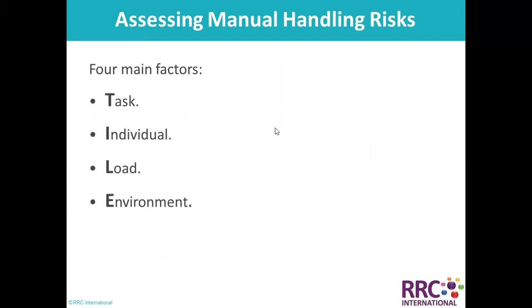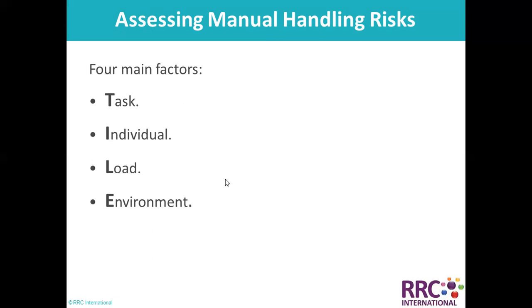So if you are an assessor for manual handling risk, or you are doing a risk assessment of manual handling, remember these four important factors. The first is the task, individual, load, and environment. So you have to evaluate TILE. TILE means the task, individual, load, and environment.